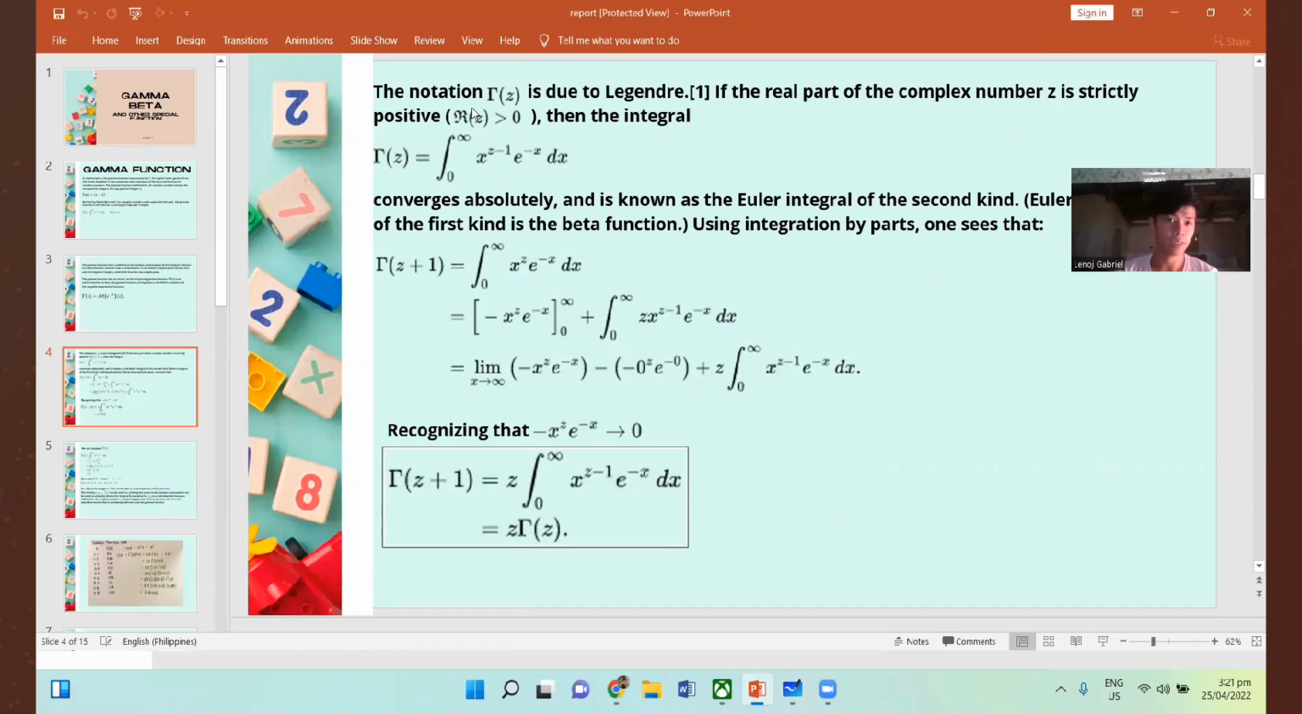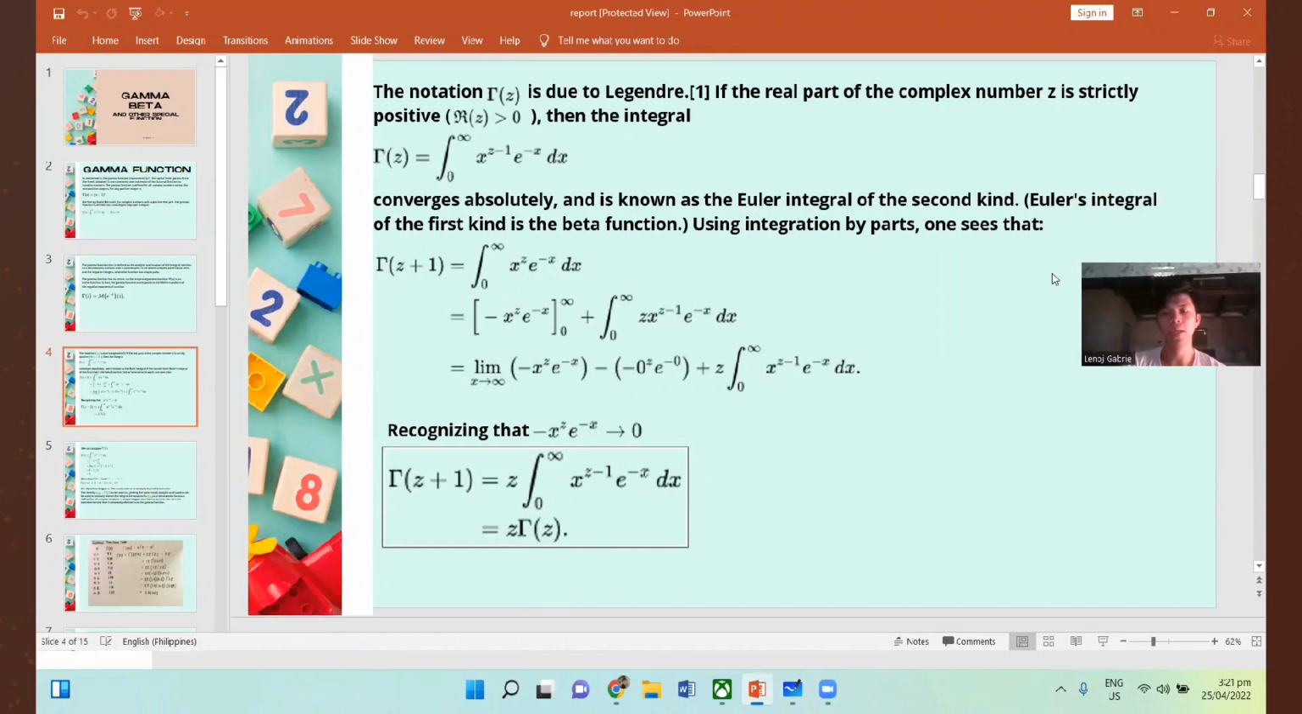The notation gamma of z is due to Legendre. If the real part of the complex number z is strictly positive, gamma of z or n is greater than 0, then the integral which has the formula of gamma of z, equal to the integral from 0 to infinity of x raised to z minus 1 e raised to negative x dx, converges absolutely and is known as the Euler integral of the second kind. Euler's integral of the first kind is the beta function.